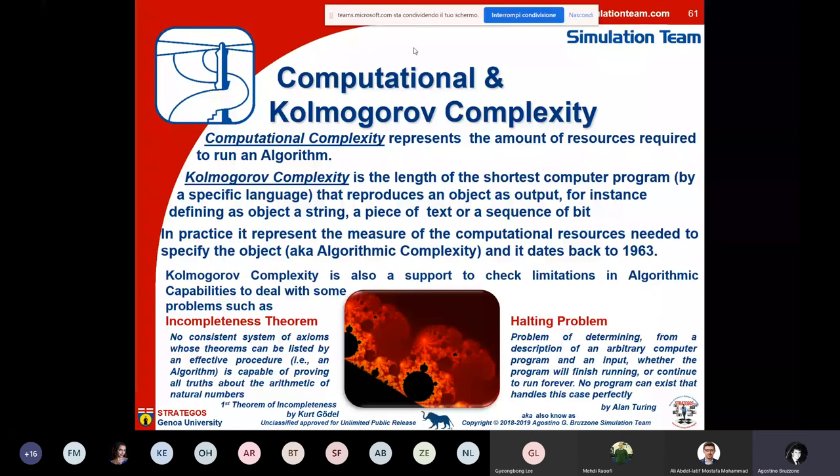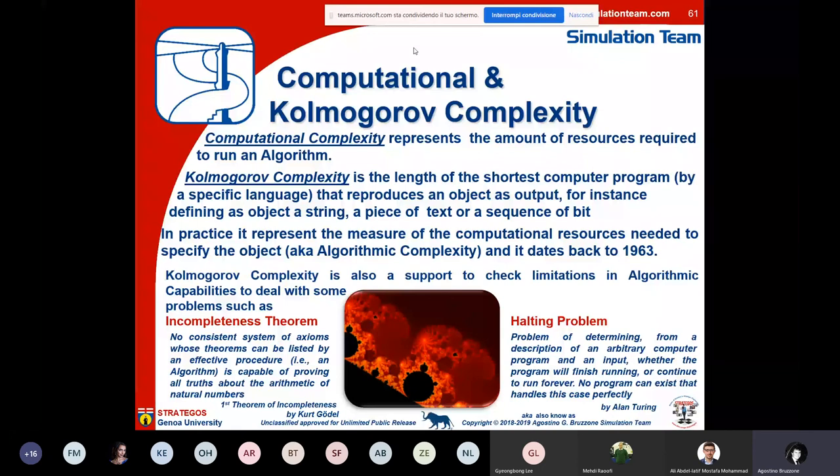That was a huge strike against the big expectation of logic and mathematical thinking of the last century, but it's very interesting. It even supports in some way what your colleague was saying, that the halting problem is a different term: the problem of determining, from a description of a computer program and its input, when the program will finish to run or if it continues to run. And we cannot have a capability to handle this case perfectly.